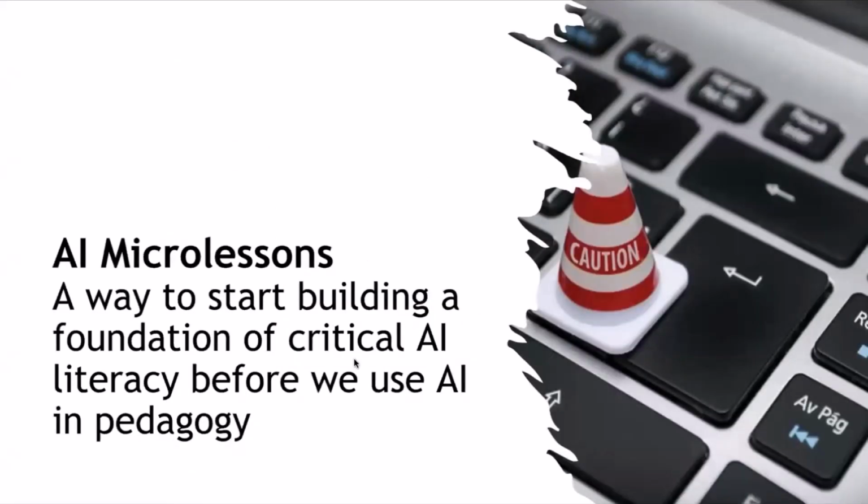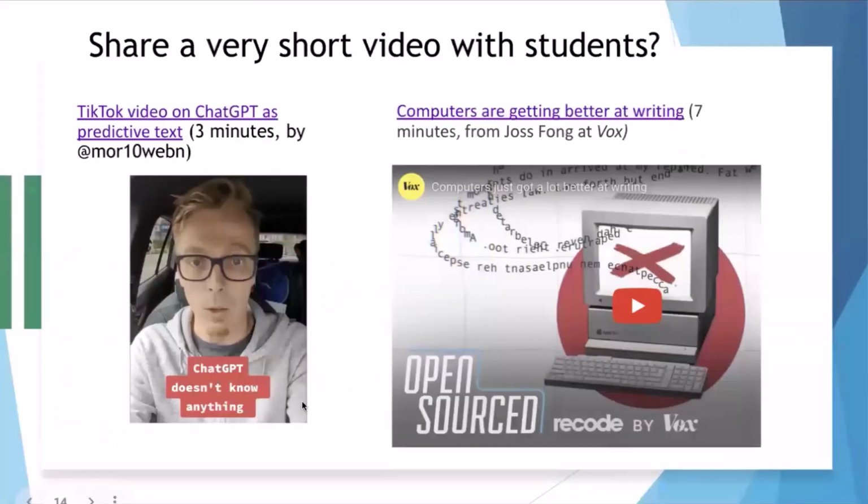So I want to offer, as a practical offering, something I know as a teacher: I don't want AI to take over every class I teach. I don't want that to be the only thing I teach. There are so many things and priorities, right? So I wanted to offer some ways to get started, very short AI micro lessons that can help us build a foundation with students, even before we might use AI in pedagogy. There are a million ways to do this, but I'll share a few that I think are very impactful in just a few minutes of class.